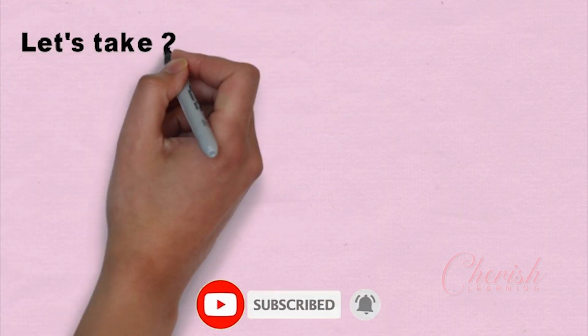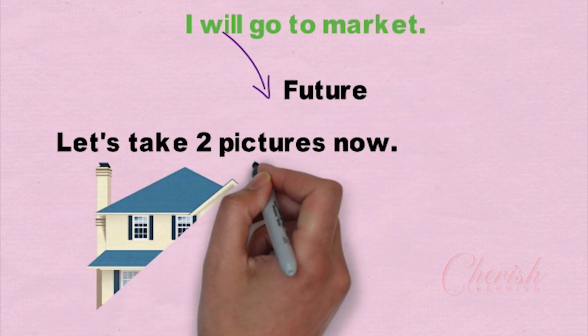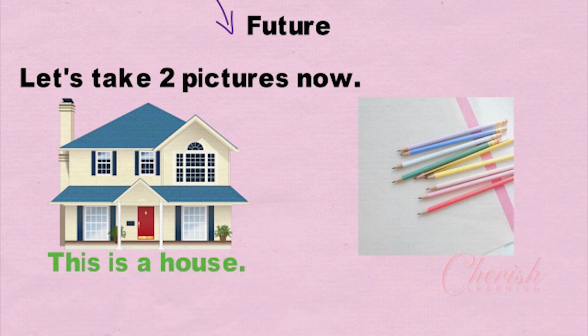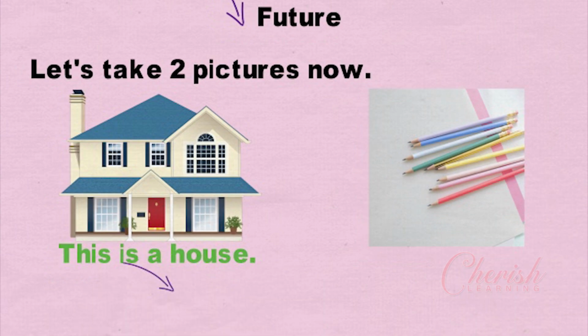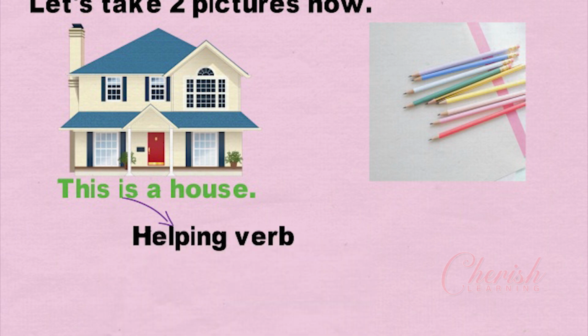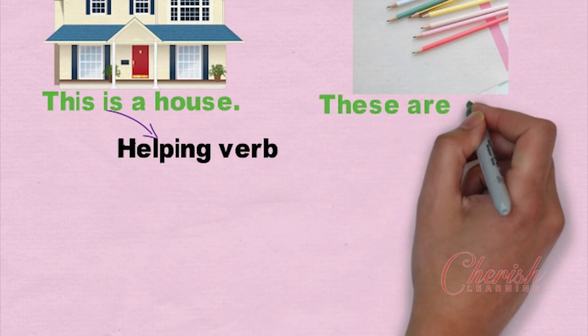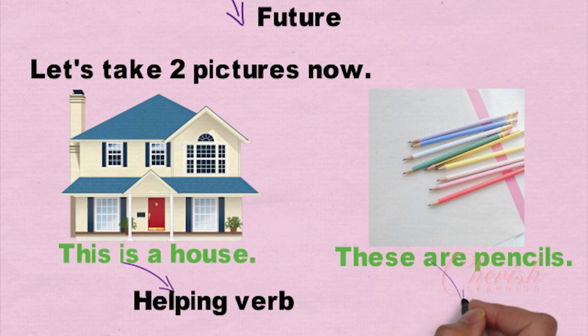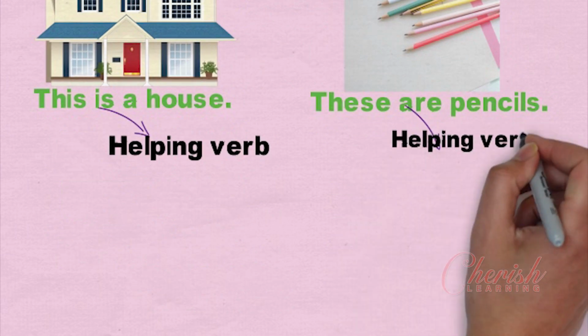Now let's take two pictures. And the pictures are house, some pencils. This is a house. In this sentence, can you find out verb? Yes, it is, which is helping verb. Now, next, these are pencils. In this sentence, helping verb is are, helping verb.